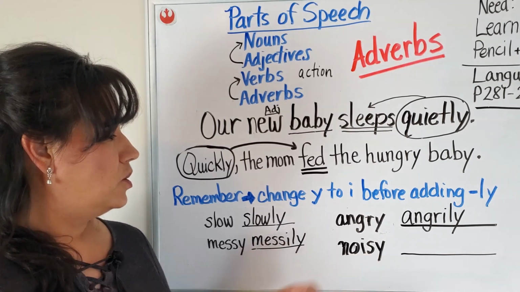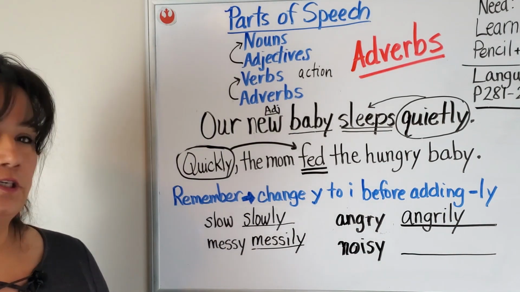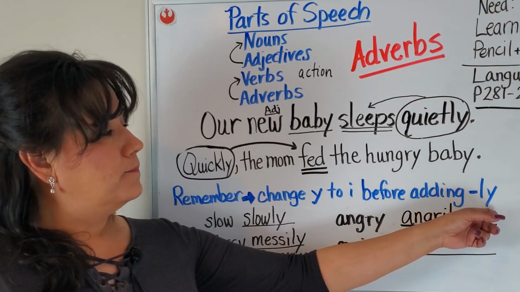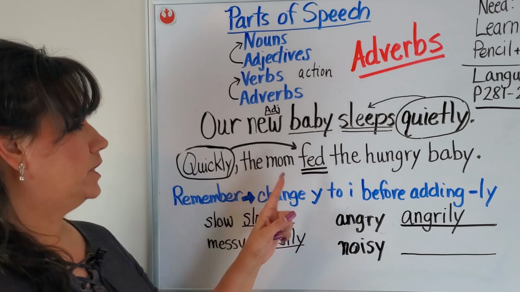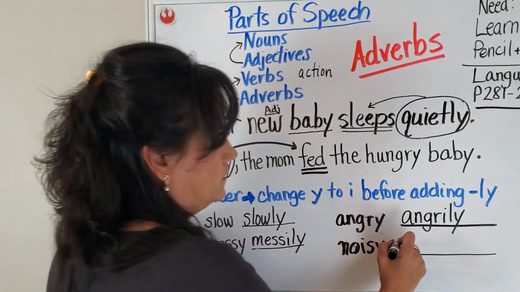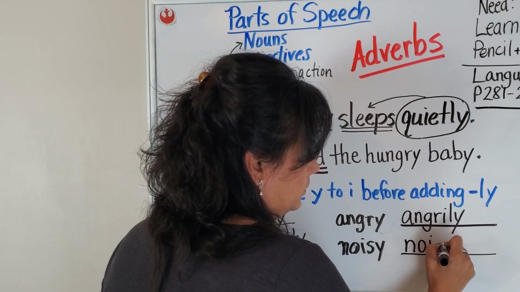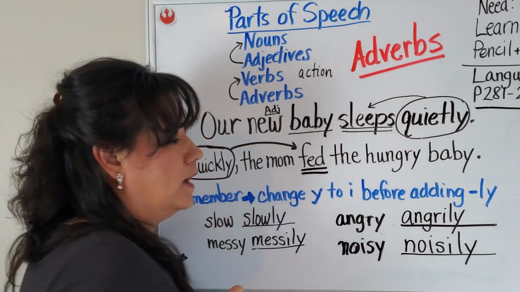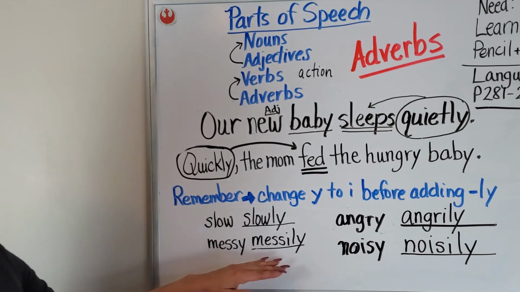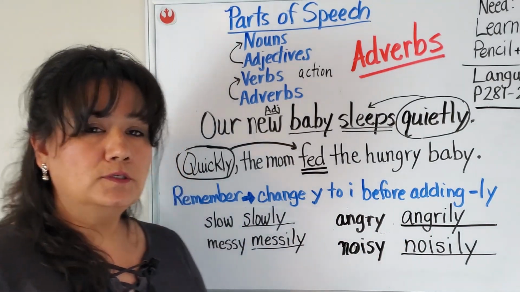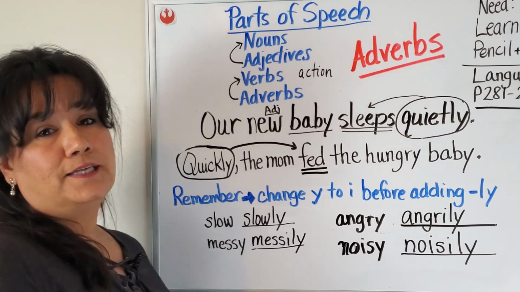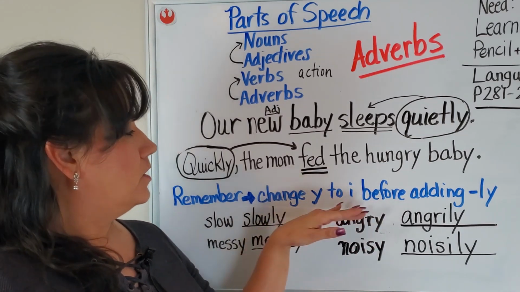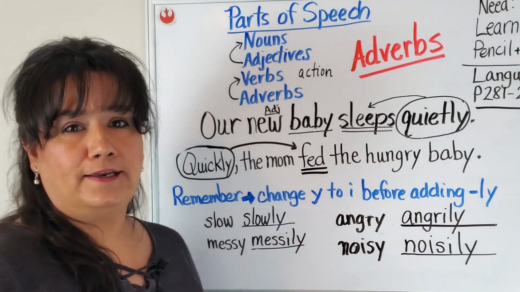The next one is noisy, and you can do things in a noisy way. And again, before you write the word by adding ly, we want to remember the rule and change the y to an i before adding ly. So we write the word, change the y to an i, and add the ly. So we can do things slowly, messily, angrily, and noisily. And those are examples of adverbs where the word ends with a y, and you have to change the y to an i before adding ly.